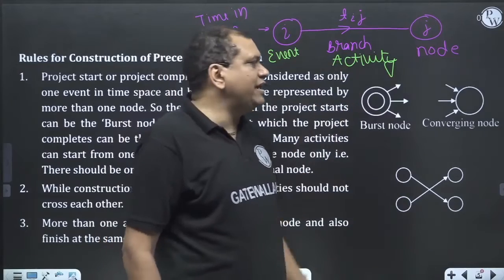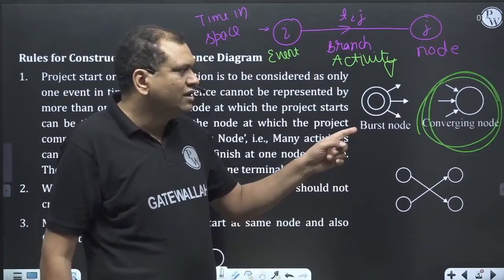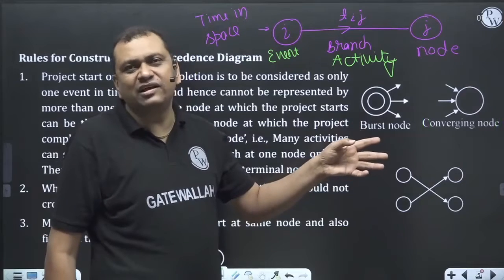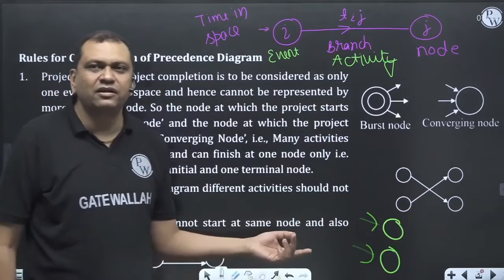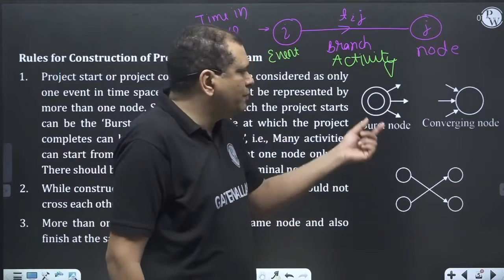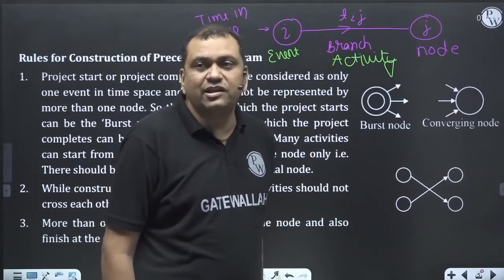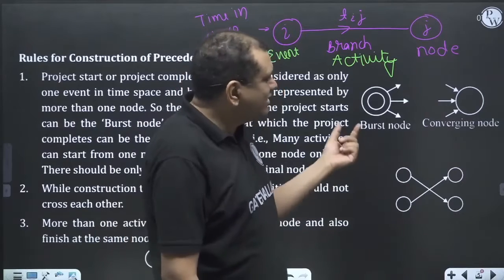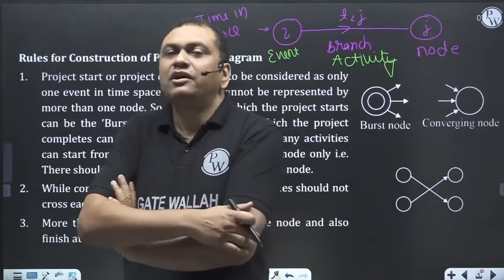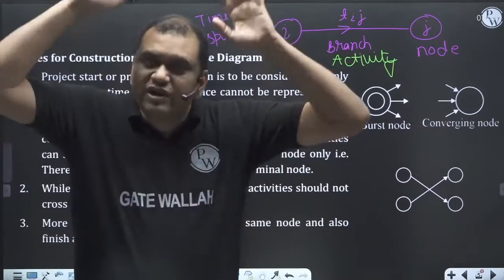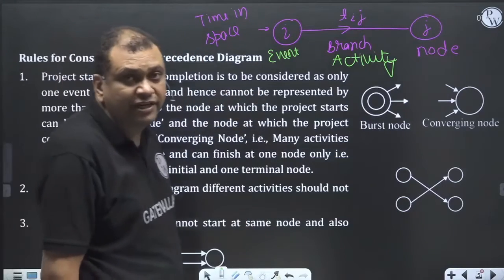Similarly, the project completion will be a converging node. You cannot have multiple events for the project completion like this. So project start and the project completion will each be a single node. Project start will be a burst node and the project completion will be a converging node. That is the first rule. You cannot hang the activity in a space. So this is your first rule of constructing the precedence diagram.